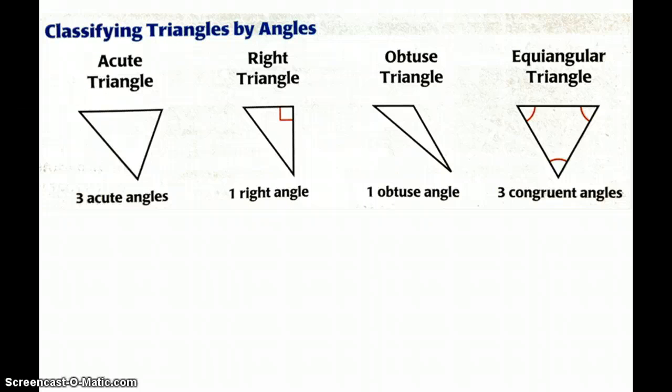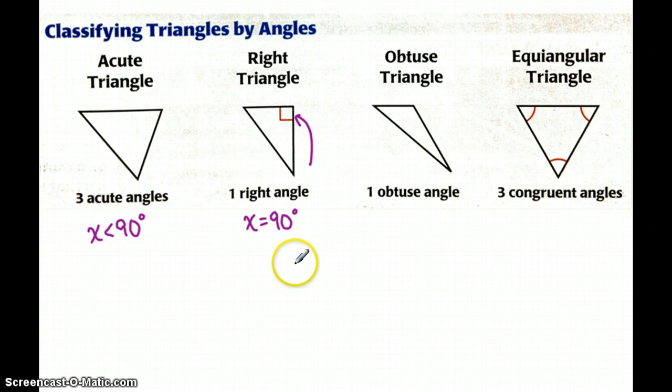And we have four different ways to classify triangles by angles. It could be an acute triangle. An acute triangle has three acute angles, and acute angles are angles that have a value less than 90 degrees. A right triangle has one right angle. That means one of the angles equals 90 degrees, and we can tell that in the picture because of the box. The box indicates that that is the angle that's worth 90 degrees. If it doesn't have that box, we can't assume that it's a right triangle.